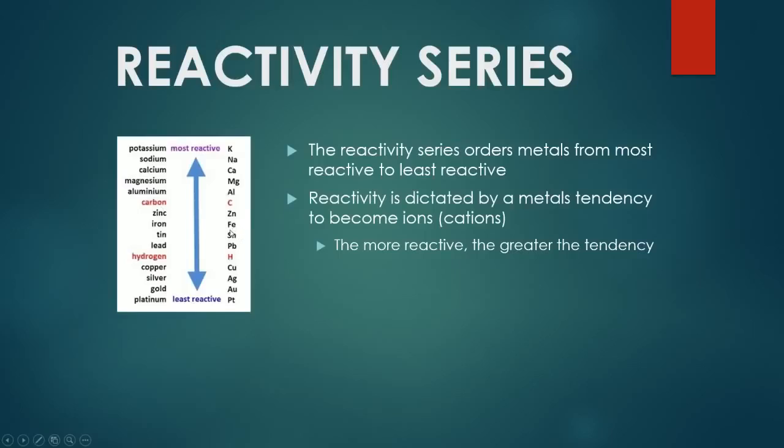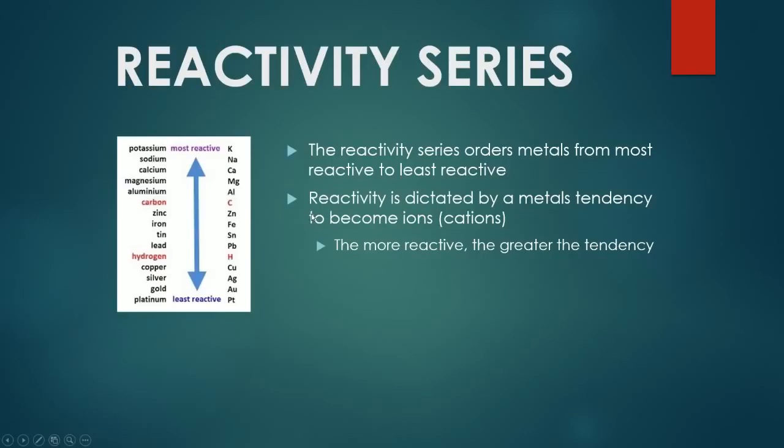So we need to think about what is reactivity. Especially when we talk about metals, reactivity is dictated by a metal's tendency to become ions or cations, right? So the more reactive a metal is, the greater the tendency the metal has to form metallic ions, right? So basically what this means is, for example, potassium, which is the highest on the list, has a higher tendency to form potassium ions than, say, calcium, and so forth. This becomes more important later on when we talk about displacement reactions and things like that, but for now we'll move on.